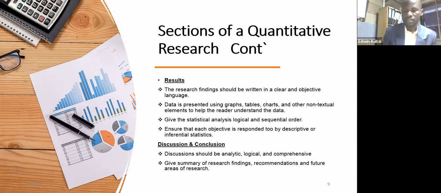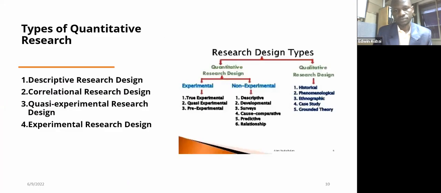Then we have part of the recommendations and future areas of research. Once you have concluded your study, you might find other areas emerging, new ones that you didn't anticipate. Those emerging areas form the basis of new research that can be carried out to establish the causes of what you have observed in the previous study that you carried out.